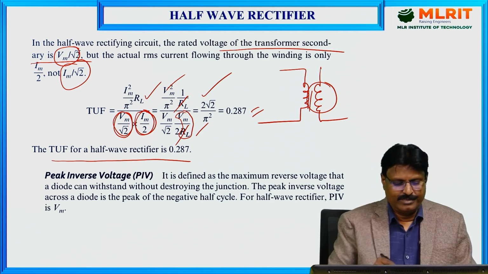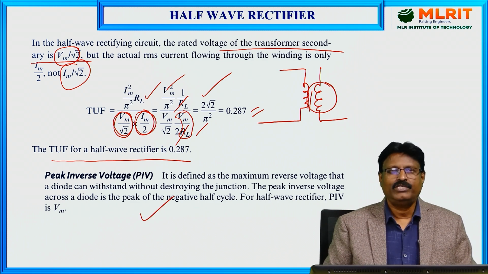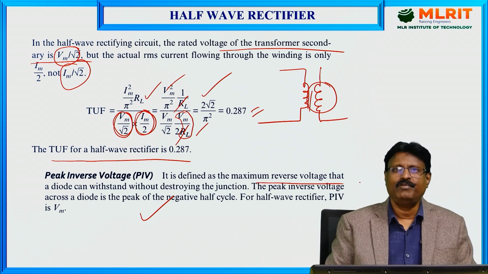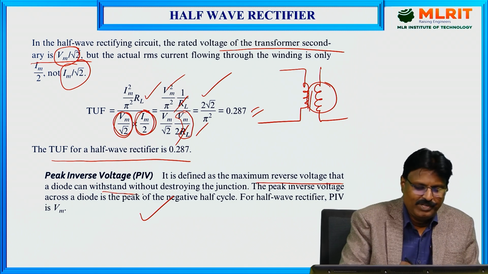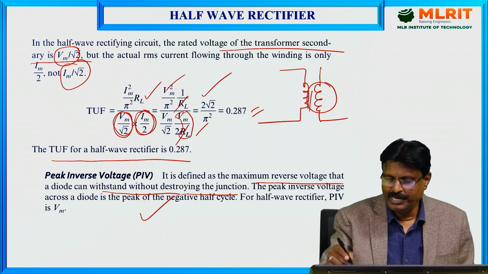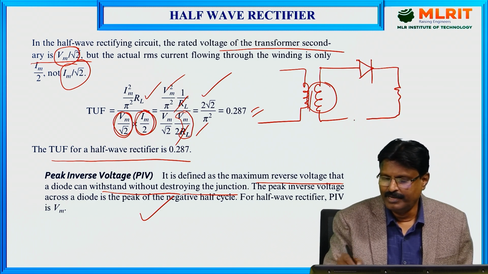And the next is an important parameter that is called the peak inverse voltage. First, let us define the peak inverse voltage. It is defined as the maximum reverse voltage that a diode can withstand without destroying the junction. Suppose here I am drawing a half-wave rectifier, so here I am drawing the circuit diagram.